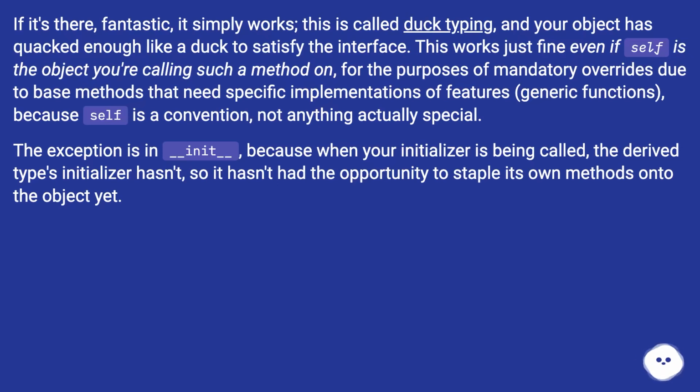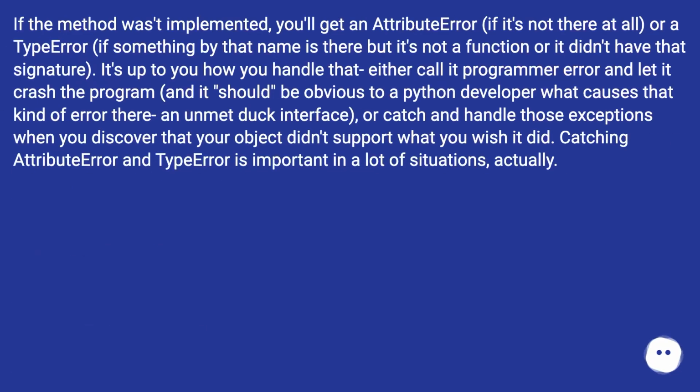This works just fine even if self is the object you're calling such a method on, for the purposes of mandatory overrides due to base methods that need specific implementations of features, generic functions, because self is a convention, not anything actually special. The exception is an __init__, because when your initializer is being called, the derived type's initializer hasn't, so it hasn't had the opportunity to staple its own methods onto the object yet.